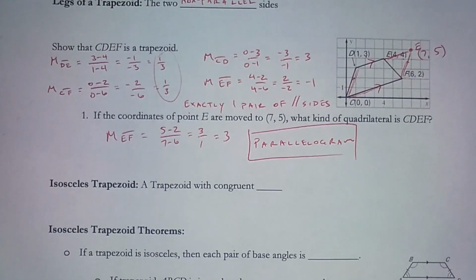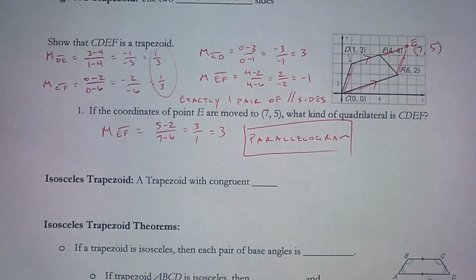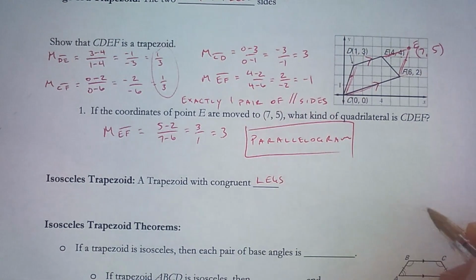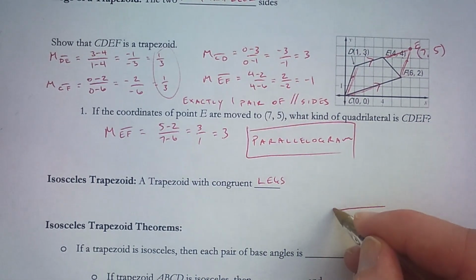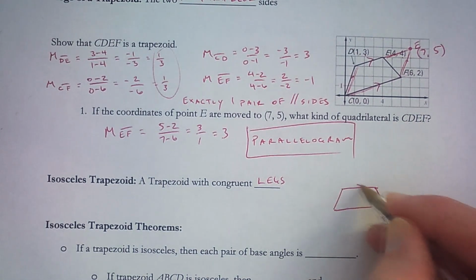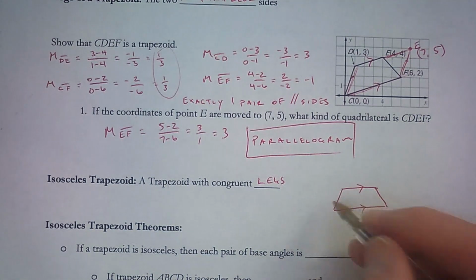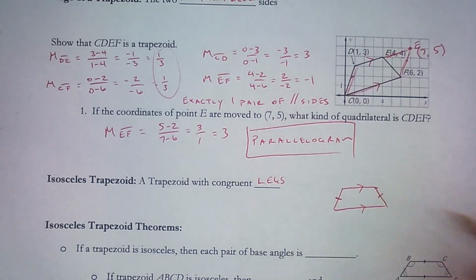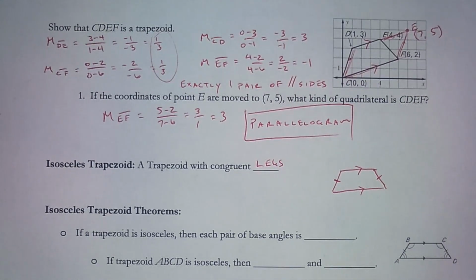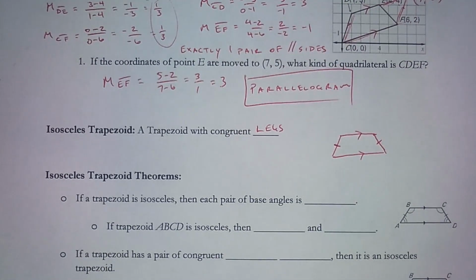Now let's talk about an isosceles trapezoid. An isosceles trapezoid is a trapezoid with congruent legs. So an isosceles trapezoid has the one pair of parallel sides, and then these legs are congruent to each other. Let's talk about some other properties of isosceles trapezoids.